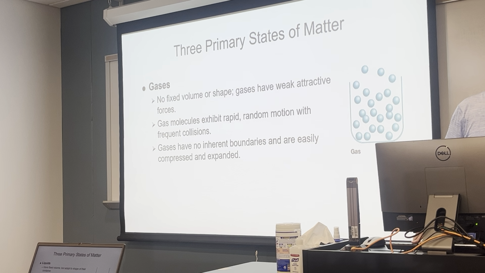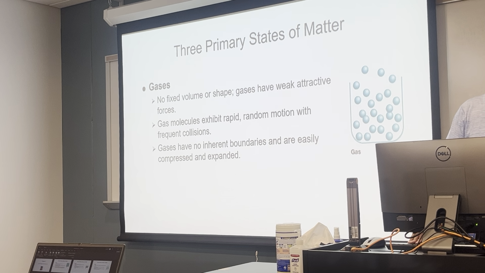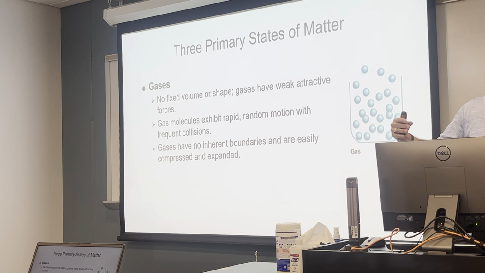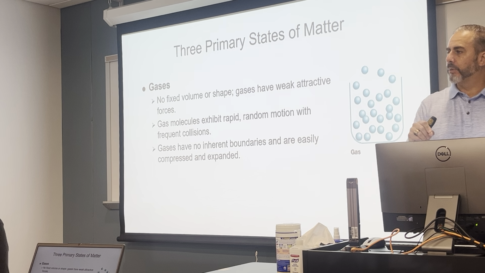Gases have no fixed volume and no fixed shape. Their molecules have an extremely weak attraction to each other. Molecules move randomly with rapid motion, and there are frequent collisions. But one interesting thing about gases is they are easily compressed.